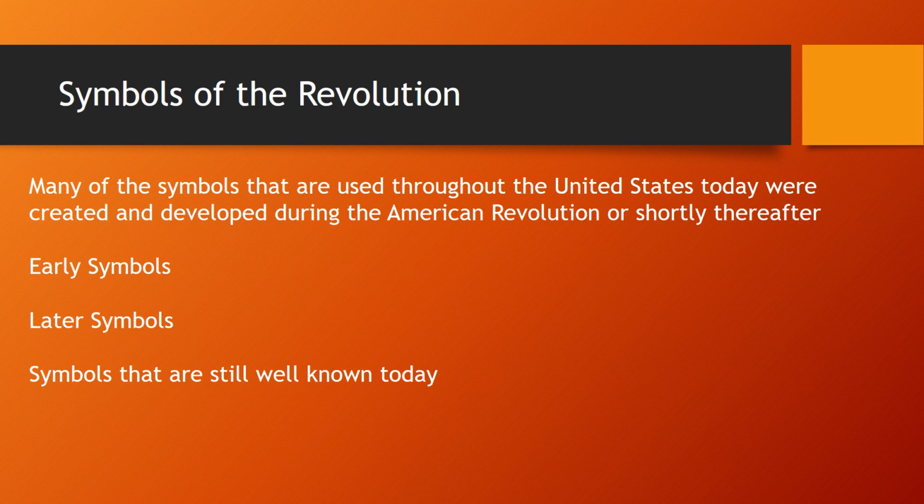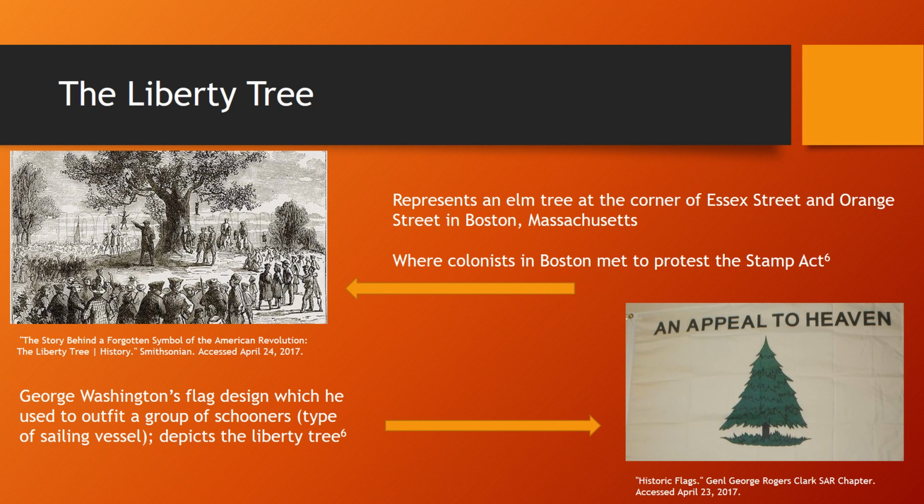All right, now on to symbols. We'll take a look at a couple different things. We're going to look at some of the earlier symbols, later symbols, and talk about how some of the symbols are still well known and used today. Many of the symbols that are used throughout the United States today were developed during the American Revolution or shortly thereafter. So we'll talk about a couple of those.